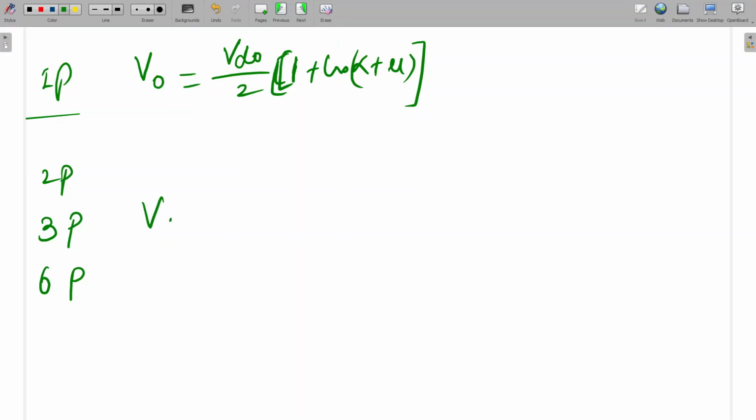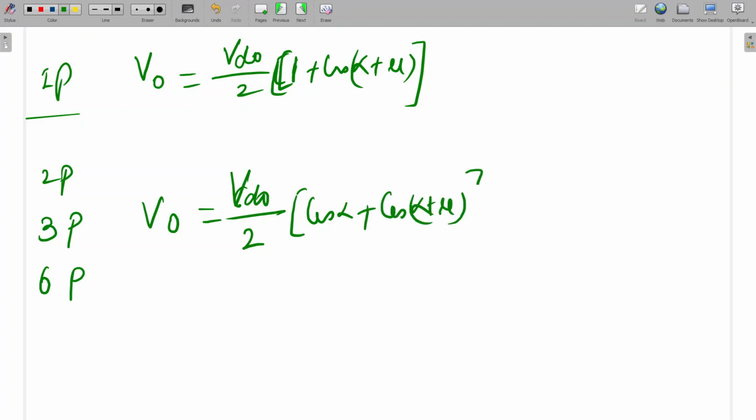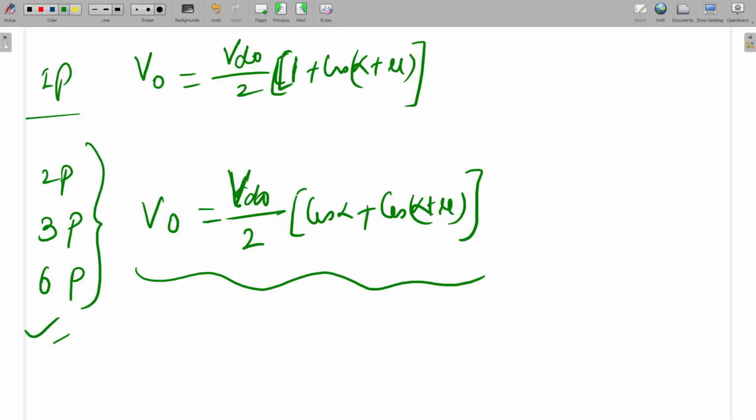What will be the output voltage? V naught will be VD0 by 2 into (cos alpha plus mu). So this will be the output voltage equation for 2 pulse, 3 pulse and 6 pulse converter. 2 pulse means like full bridge converter. This is 3 pulse, 6 pulse.